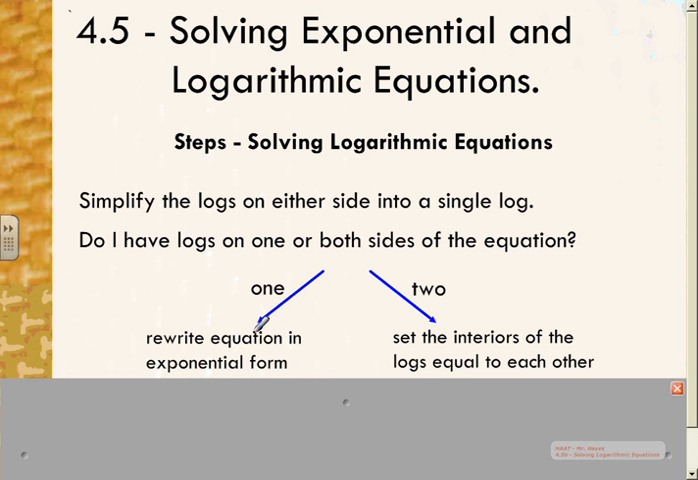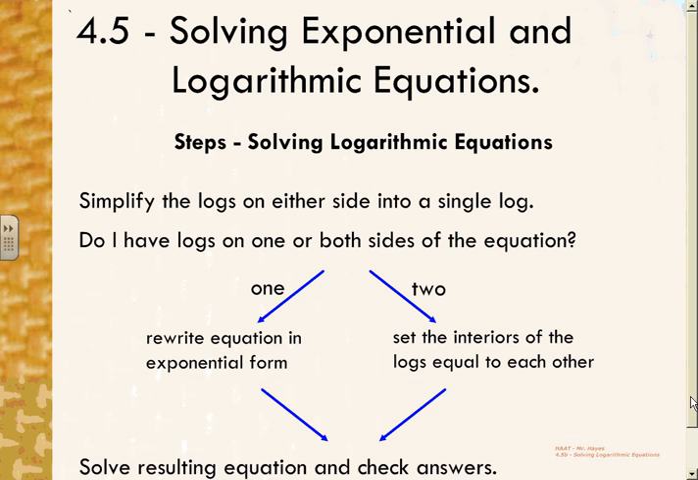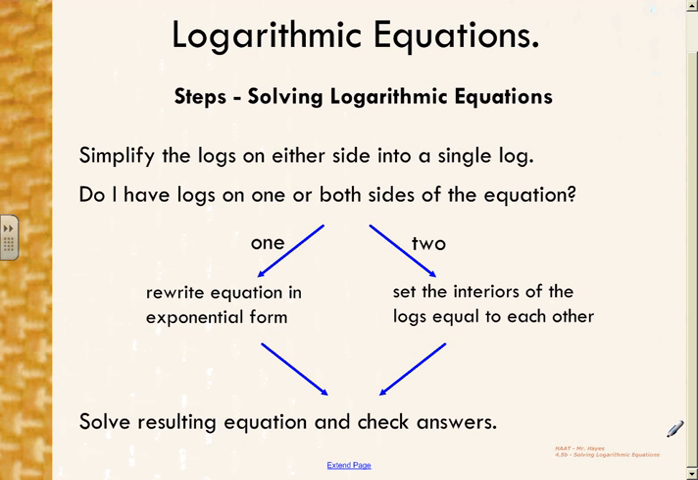If it's only on one side, you're going to rewrite the equation in exponential form, so set it up with the base from there. And then if you've got logs on both sides, you do what we just did. You set the two logs equal to each other, or set the interiors of the logs equal to each other. And then from there, you're just going to solve the resulting equations like you normally would. Like the last one, we had a quadratic, we solved it, and then just check your answers. Okay, so that's the real quick, easy way.